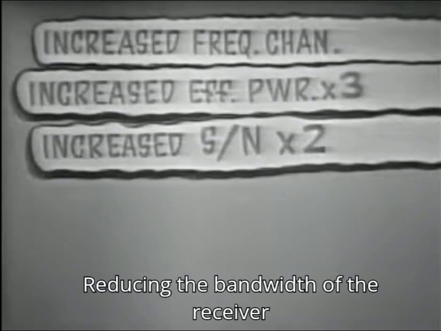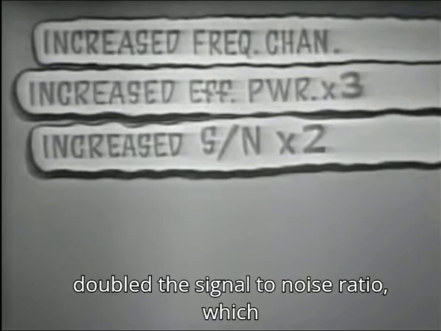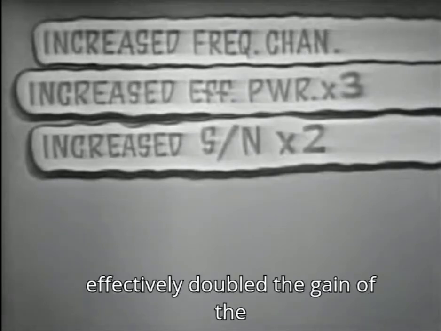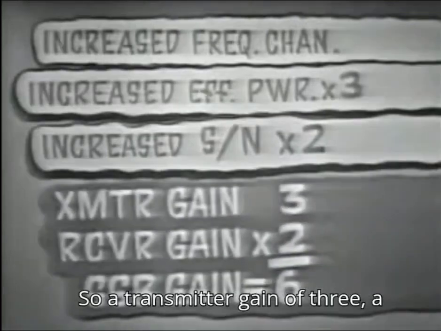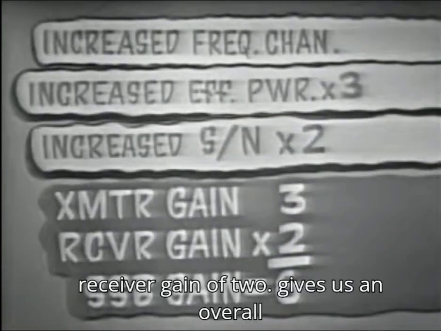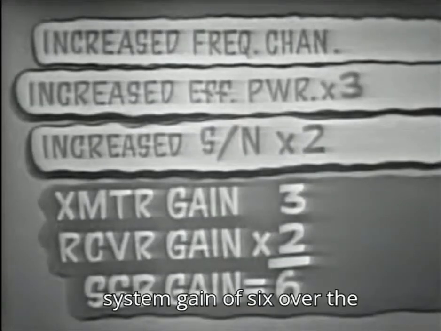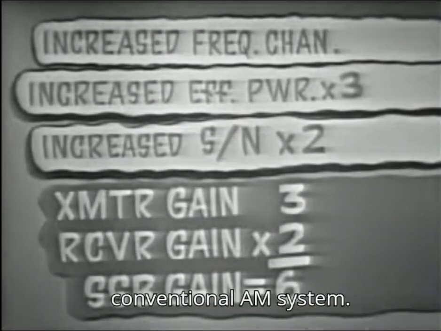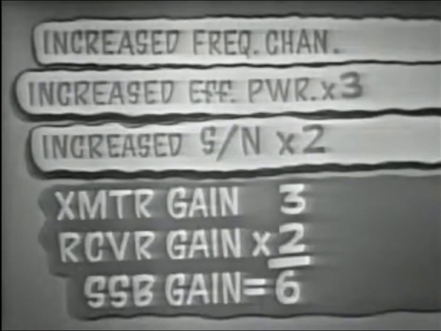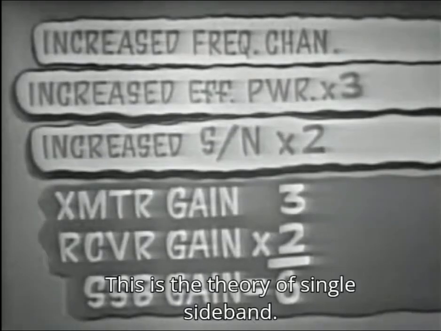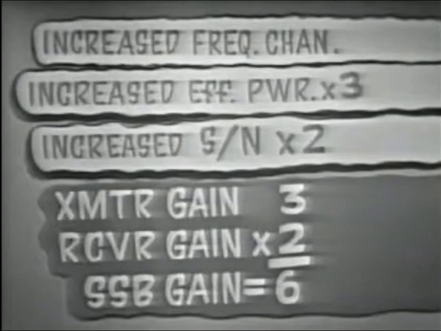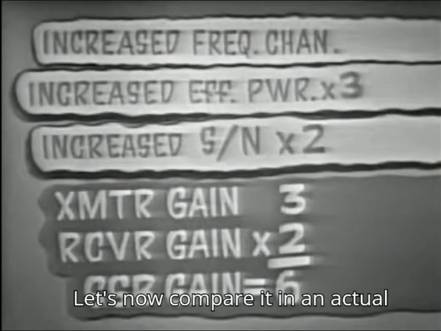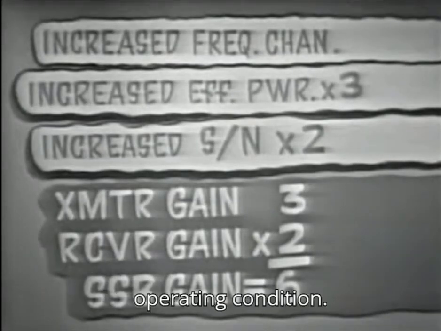Reducing the bandwidth of the receiver doubled the signal-to-noise ratio, which effectively doubled the gain of the received signal. So a transmitter gain of 3, a receiver gain of 2, gives us an overall system gain of 6 over the conventional AM system. This is the theory of single sideband. Let's now compare it in an actual operating condition.